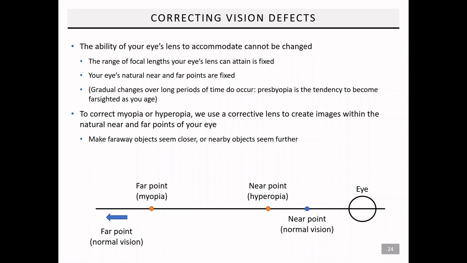So let's take a look at how this works. Let's say you're hyperopic and your near point is a little bit further than the normal near point. Let's say you want to read a book and you bring the page close to your eye, where that arrow represents the book. In order to see this book clearly, you can put a lens in front of your eye, and that lens can create an image of this object. So if this is the object, the lens can create an image of this object at your near point.